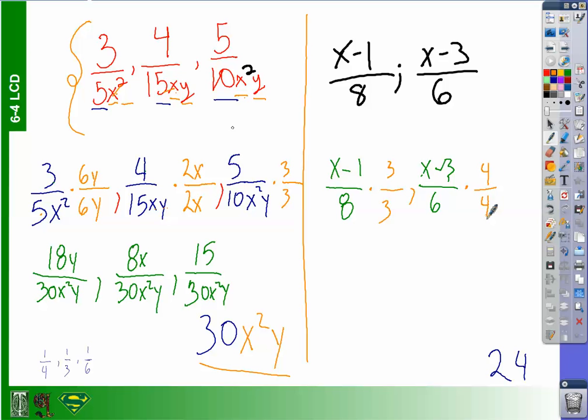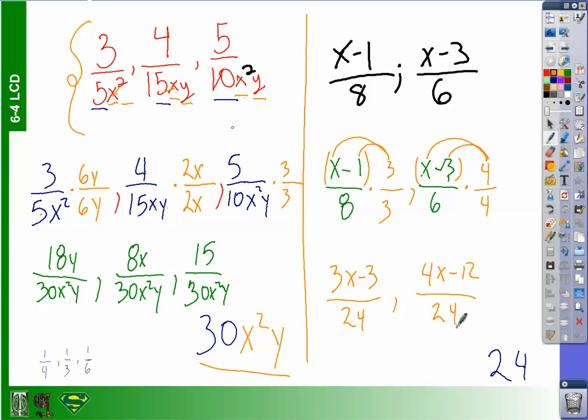So here we need to distribute the 3. So we'll get 3x minus 3 over 24. Distribute the 4. So you get 4x minus 12, and that is all over 24. So that is how you find least common denominators, and convert fractions to equivalent fractions with least common denominators.